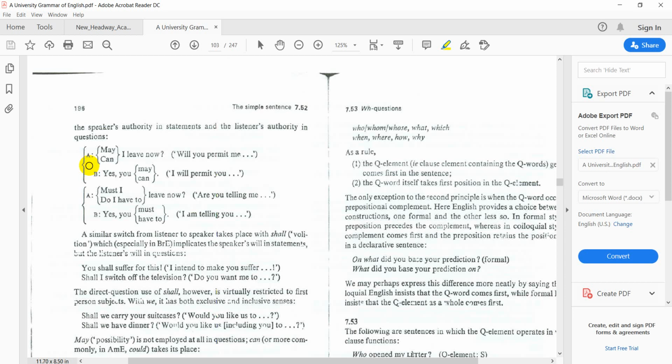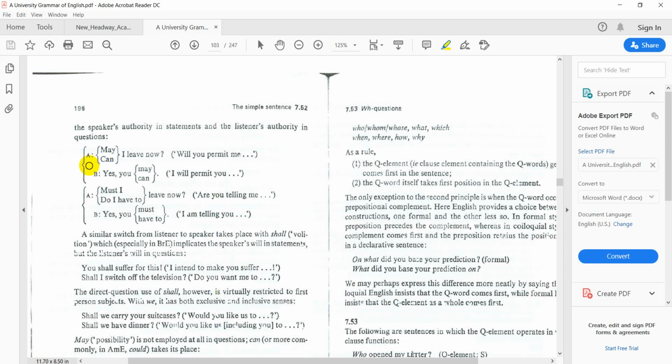So the speaker is going to reply, yes, you may, or yes, you can, or the speaker might say no, for example. So the reply is in the form of a statement. It means, yes, I will permit you. Yes, I will allow you to leave now.